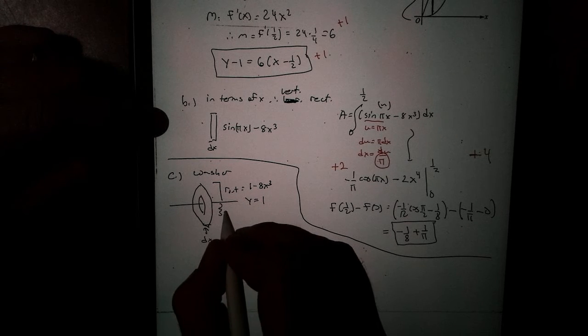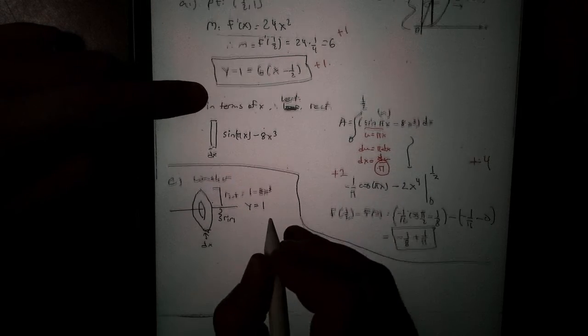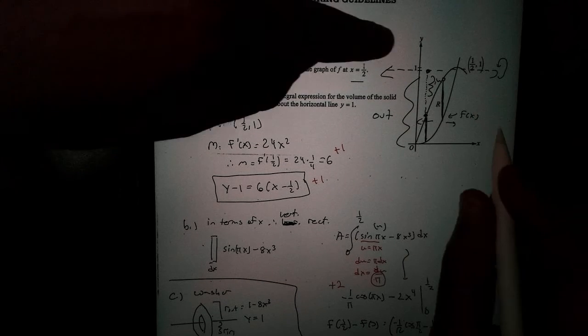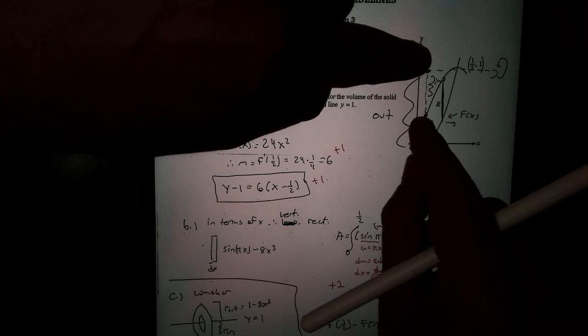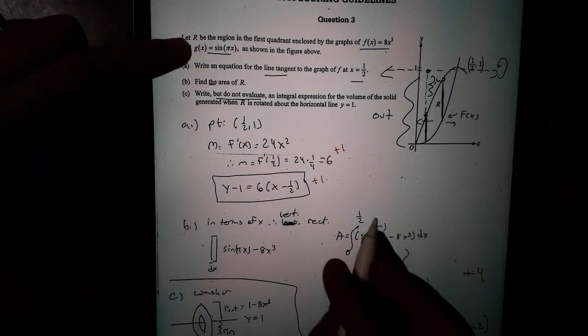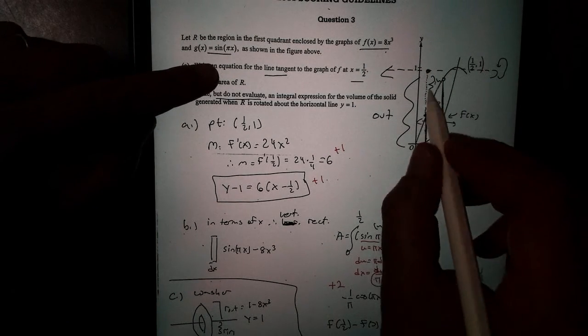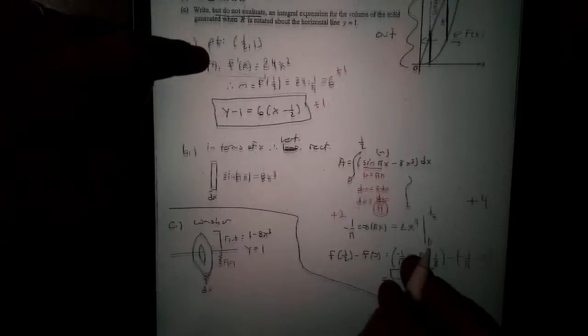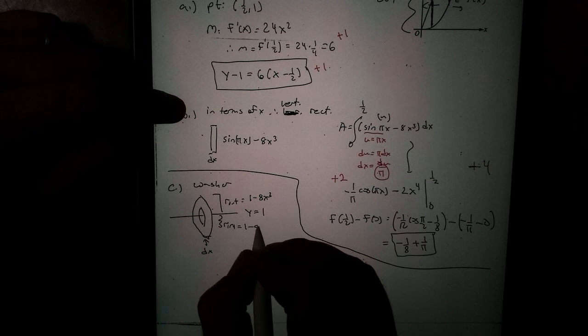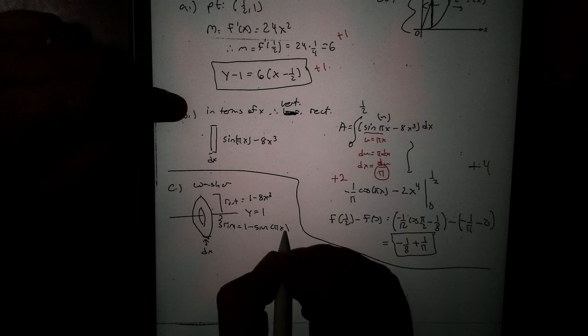To get the radius of our inside, that's the dashed part. There's our rectangle, this little rectangle here that we're looking at now. The top is 1, and the bottom is our sine curve. So it will be top minus bottom, 1 minus sine pi x. So we're going to get 1 minus sine of pi x.